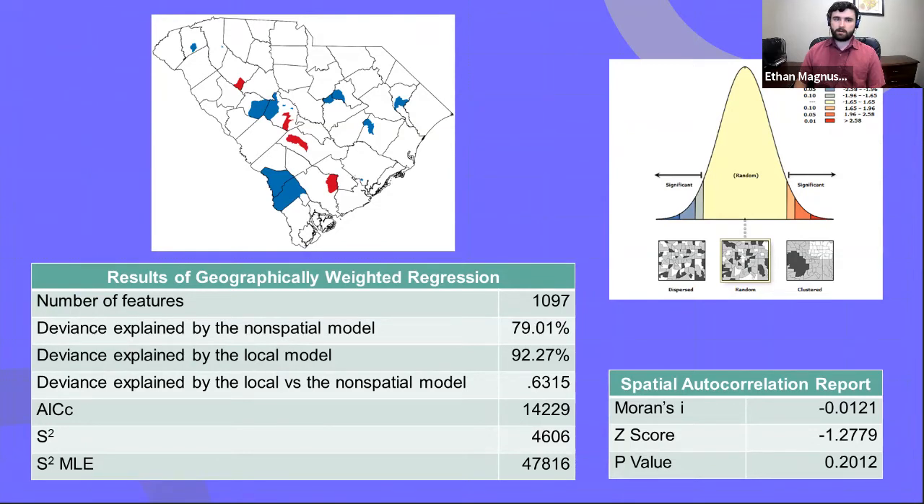But what GWR does is it allows us to get around that by creating a unique regression equation for each census tract. So the way that this works is, rather than creating a single universal regression equation, GWR looks at the census tracts around each tract and fits a regression model based on those census tracts, and then applies it to the census tract in question to find out how effective the regression model is.